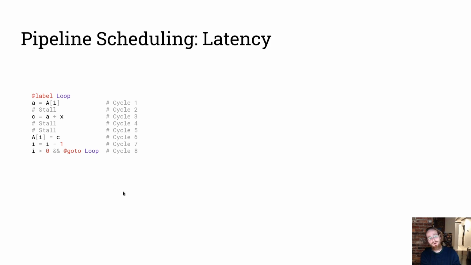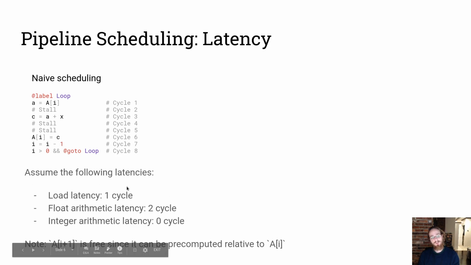Another way of looking at this is to ask the question, how many cycles of execution is this going to take on an idealized fictitious CPU? Let's assume that a load has a 1 cycle latency, so we need to wait a cycle in order to use the result. The floating point operation that we are doing here in cycle 3 has a 2 cycle latency, and integer arithmetic has a 0 cycle latency. Now, since we have a dependency, we have stall cycles. You can see here in cycle 6, since the operation I equals I minus 1 does not have a dependency on the preceding statement, we do not have a stall. And so we have these pipeline bubbles, and we would like to minimize them.